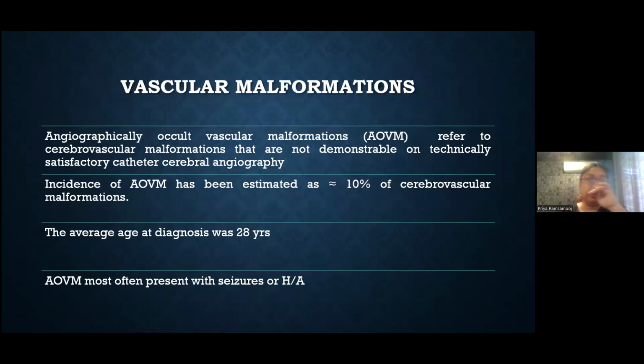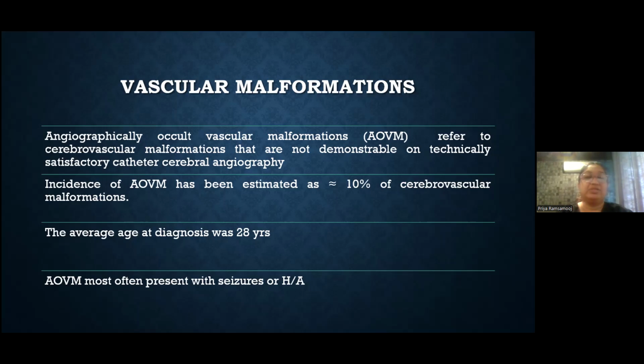So angiographically occult vascular malformations, generally referred to cerebrovascular malformations that are, what we say, not demonstrable on technically satisfactory catheter cerebral angiography, right? It's been known by several different names, truthfully, and the incidence tends to be estimated as up to 10% of cerebrovascular malformations with an average presenting age of diagnosis of 28 years, right? They generally present with seizures or headaches, and there are several reasons behind them being angiographically occult or angiographically cryptic. That's another way that they say it.